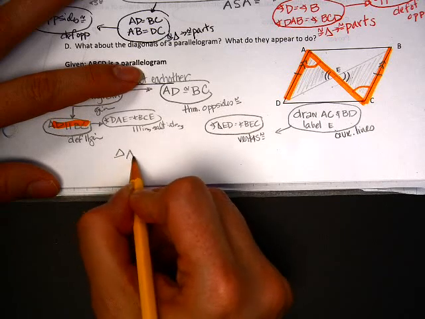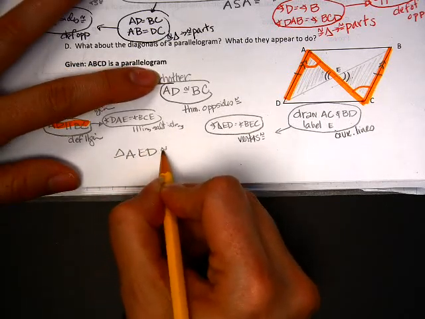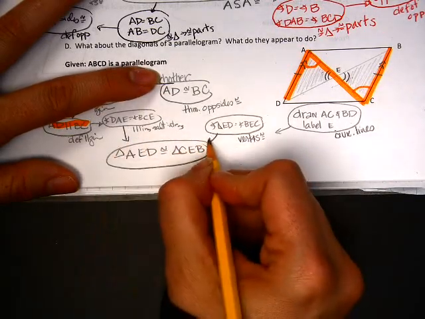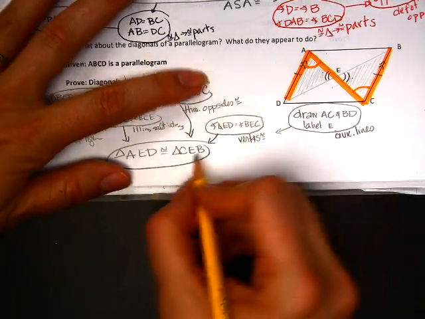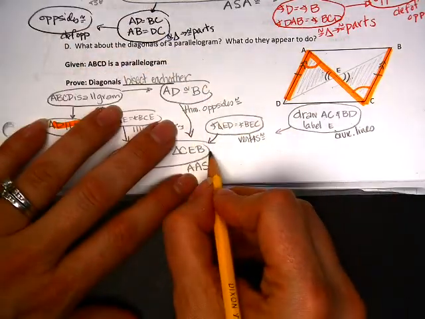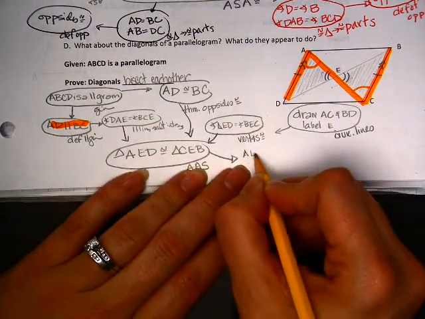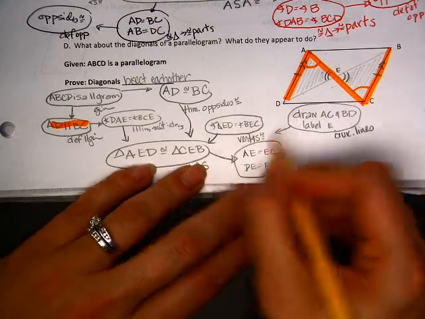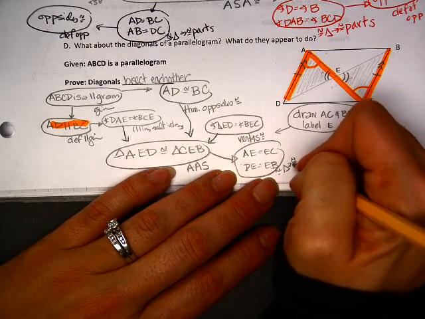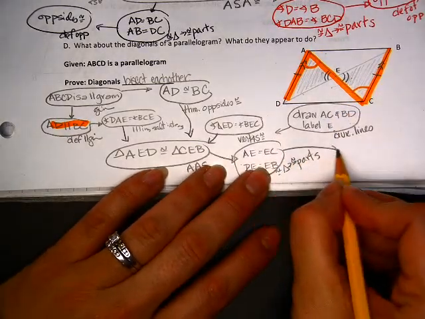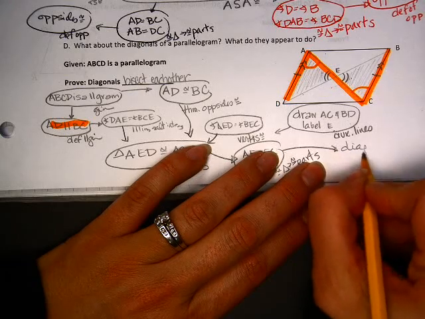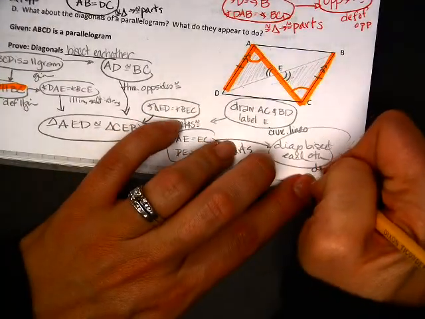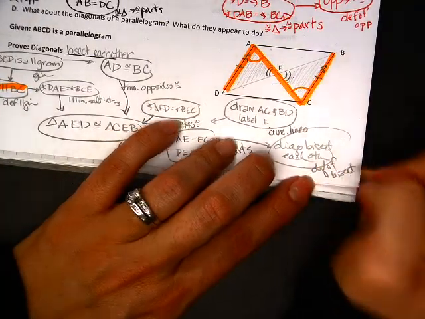So we have triangle AED is congruent to triangle CEB. We've got all this stuff coming in, and we have AAS. From there, I can say that AE equals EC and DE equals EB because of congruent triangles. And lastly, I can therefore say that diagonals bisect each other. And my reason is definition of bisect. All right.